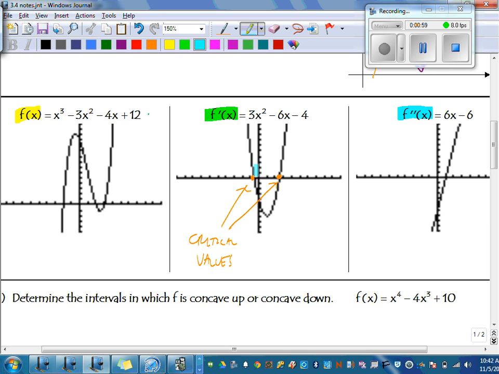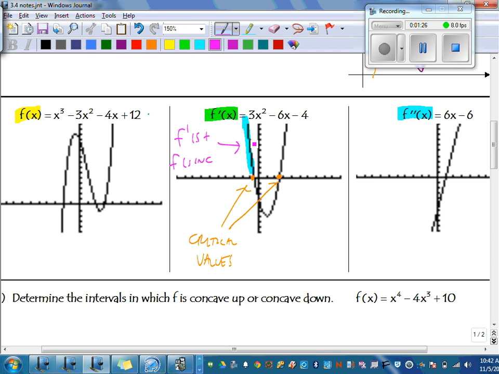Well, to the left of this first critical value, we have the graph above the x-axis. So what that tells us is the first derivative is positive. So if the first derivative is positive, what does that tell us about the original function? No, first derivative we're talking about here. So first derivative is positive, f is increasing.